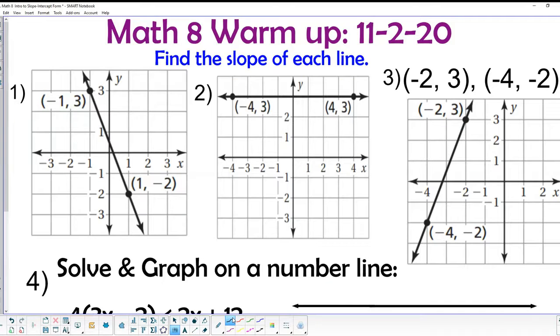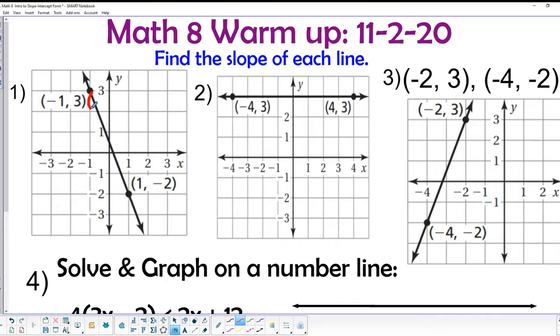Today we've got a really cool subject to talk about. Let's first of all just review what we've learned about slopes. First of all, we've got to find the slopes of each of these lines. So grab a marker. The first one, we're going to start with the left point, go to the right point.